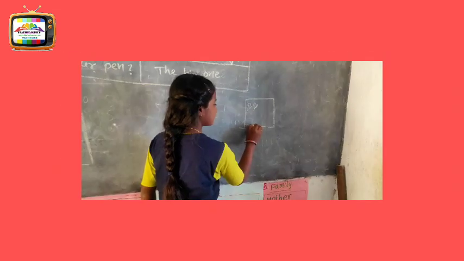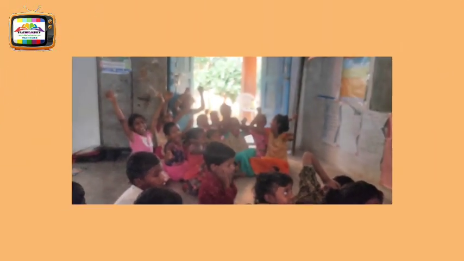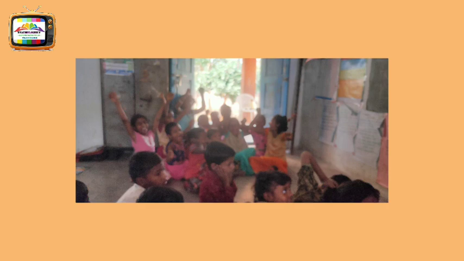Like this. The student takes a piece of paper and draws that word as a picture. The first team to shout the correct answer gets a point. They shout the answers.